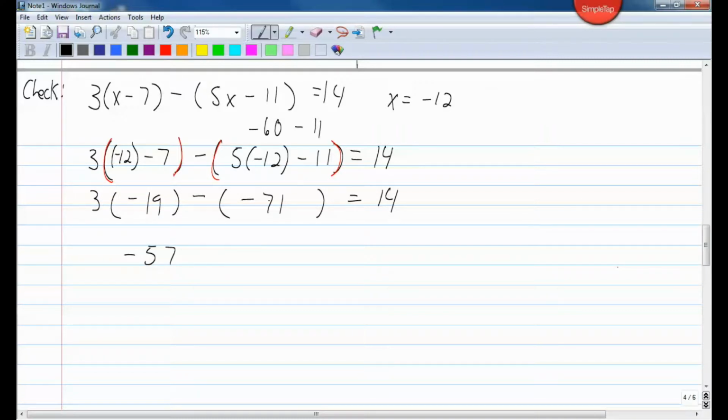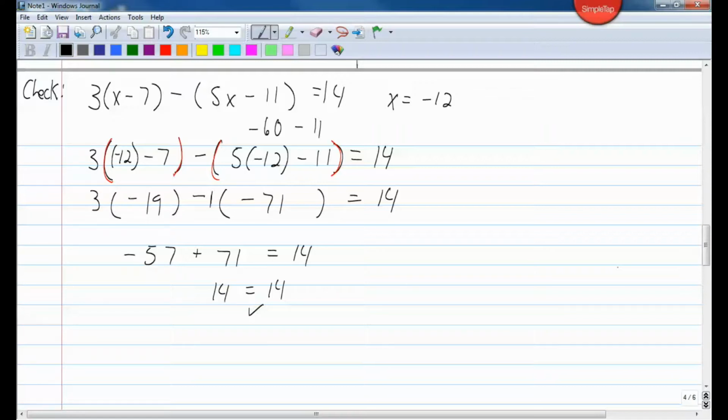And then I have minus negative 71. And we all know that if we have minus a negative, that's plus a positive. But why is that? That's because what I'm doing is I'm actually multiplying a negative 1 times that negative 71. And a negative times a negative is a positive. Alright, and then negative 57 plus 71 is 14. So 14 equals 14. So that means the solution set is negative 12.